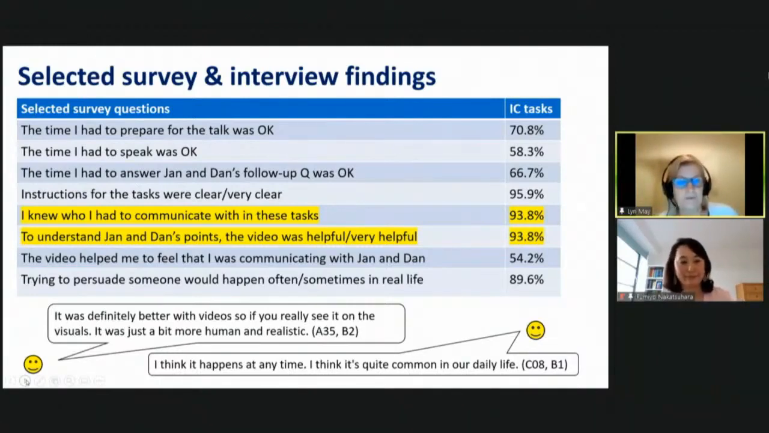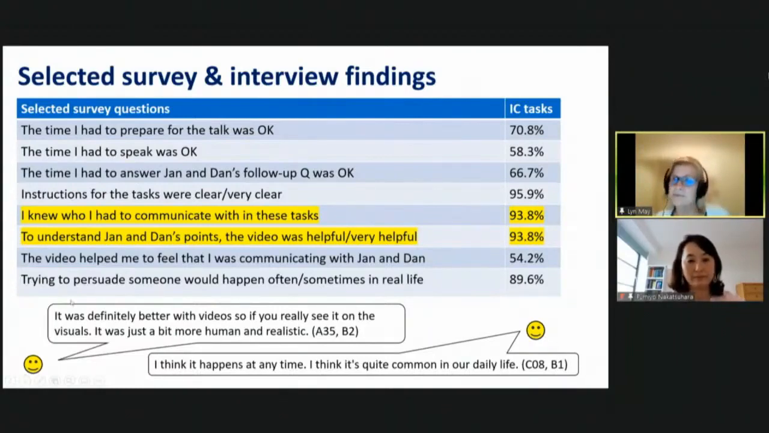So from the survey, "I knew who I had to communicate with in these tasks," and almost 94% of candidates agreed that they did. So we really felt that this was a strength of these tasks, because in the past, in trials that we've read from other semi-direct tests, there really wasn't that feeling that you knew who you were actually speaking to.